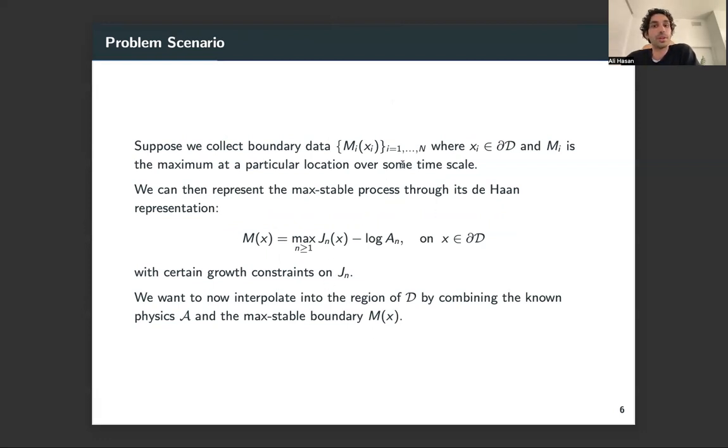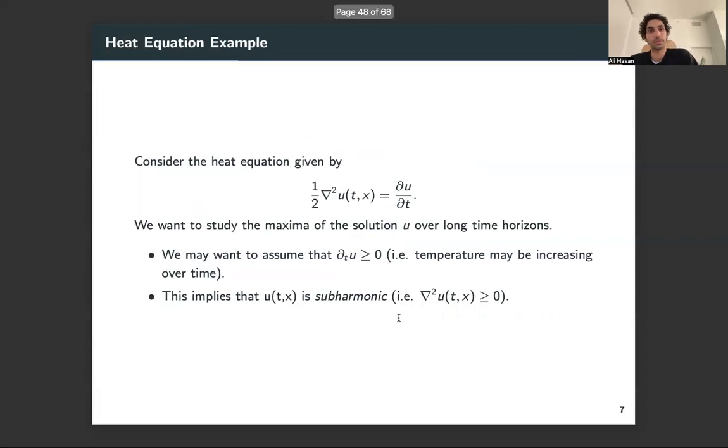But the issue is we don't have data on the interior of the domain. And what we want to do is use the underlying knowledge of the physics to interpolate on the interior. So we know that the data on the interior should satisfy this differential operator A, and we want to actually incorporate the knowledge of this max stable boundary.